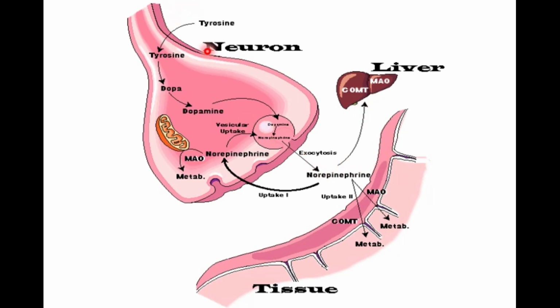At all these stages of synthesis, storage, release, metabolism, as well as receptor sites and uptake systems, drug interference is possible.